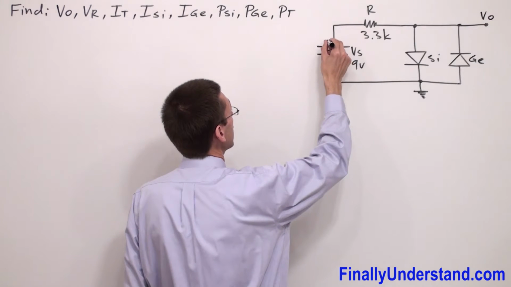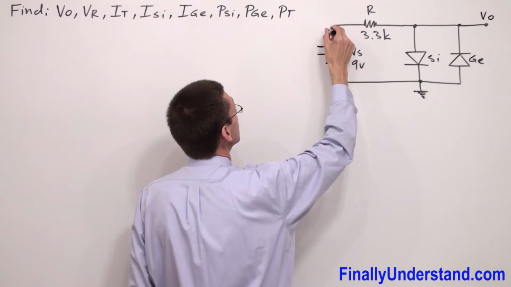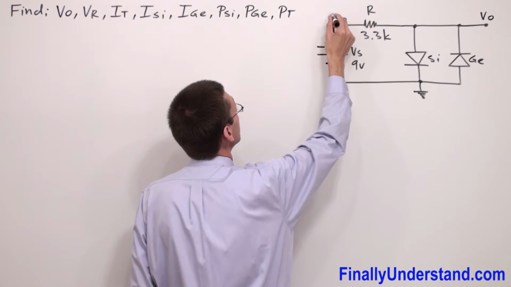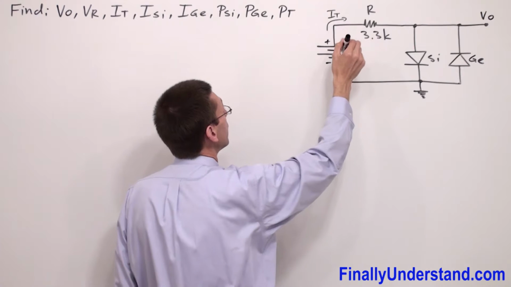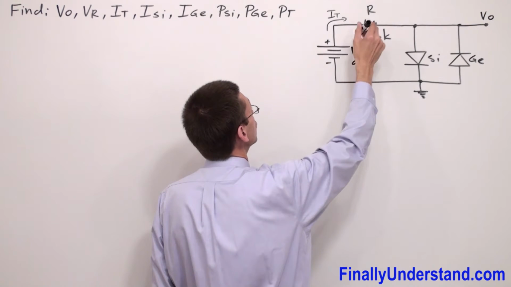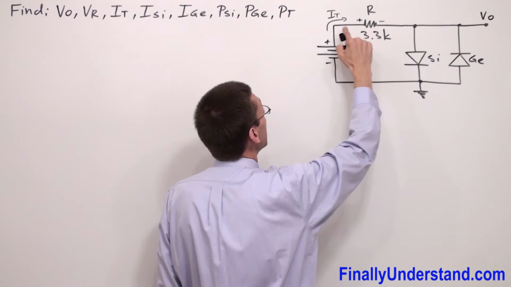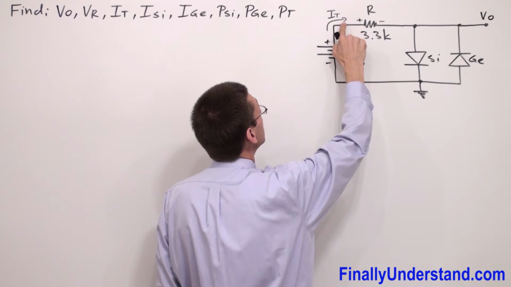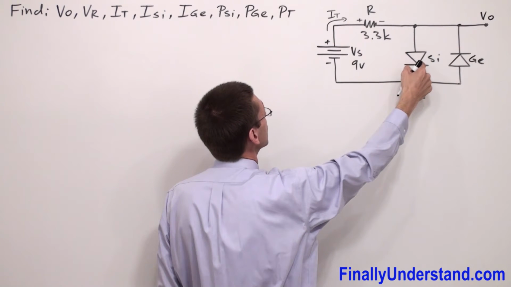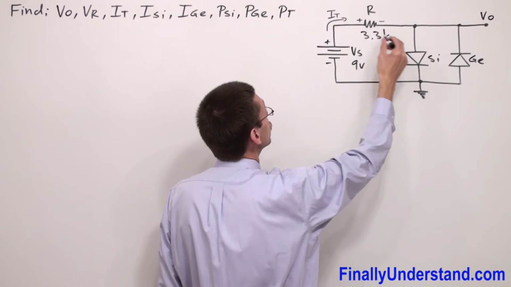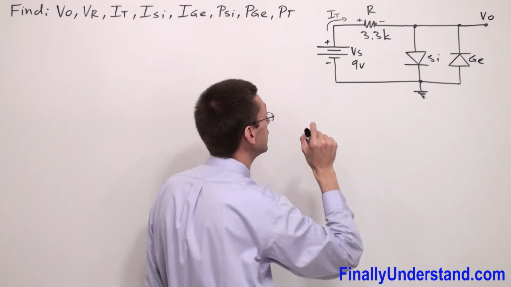I have the positive terminal over here and the negative terminal over here, and the current theoretically must flow in this way because I'm using the conventional current flow. So this is my I total, and I total is going to go through the resistor. So I'm going to have a positive sign over here and a negative sign over here. And please notice that the current has exactly the same direction as the arrowhead of the silicon diode is showing me, okay? So this silicon diode is going to be in the on state.